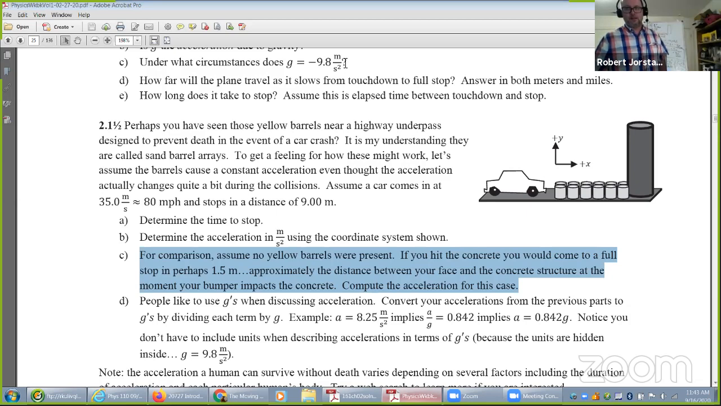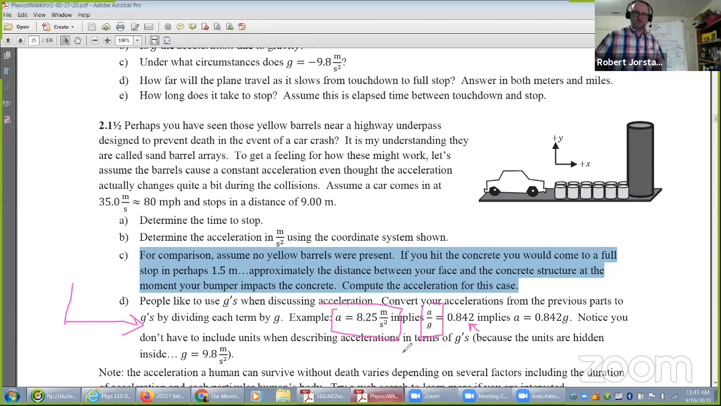Finally, I do want to point this out. You've probably heard about G's. How many G's are you experiencing? All that means is take your value for acceleration, divide it by g, and this would be the number of G's. So for example, if you had 8.25 meters per second squared, that's the same thing as 0.842 G's. It's just the amount of G's you experience in terms of acceleration, where 1 G is 9.8 meters per second squared.